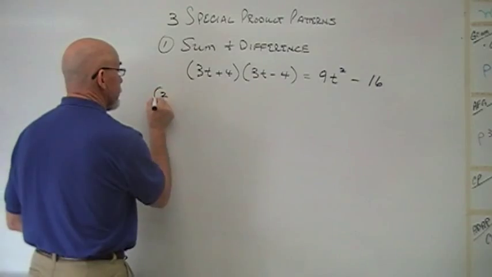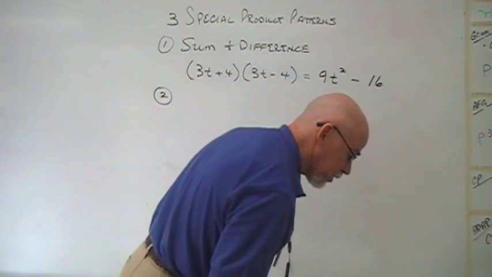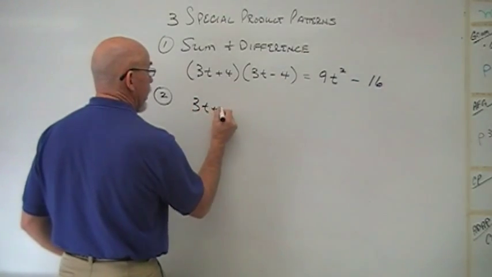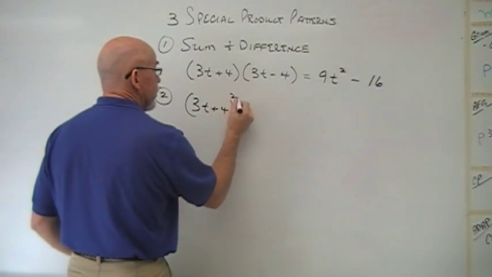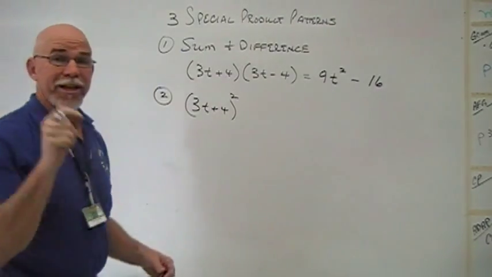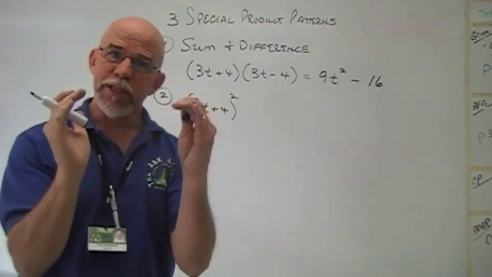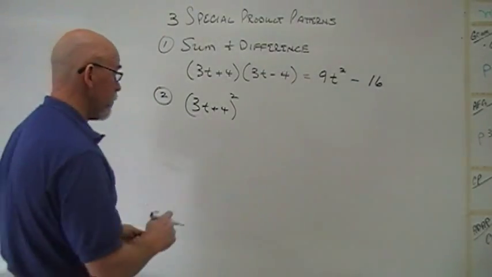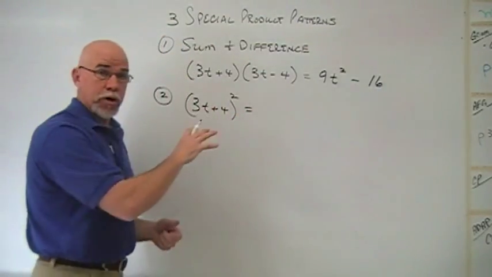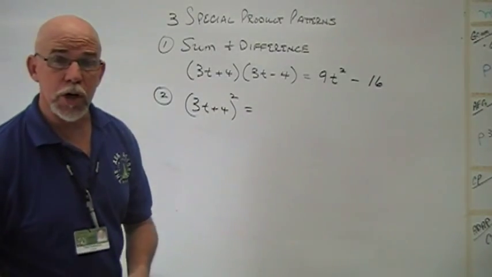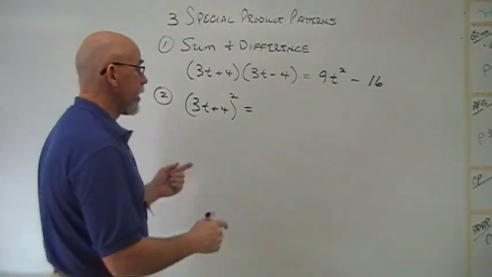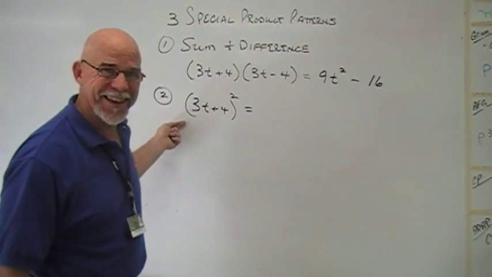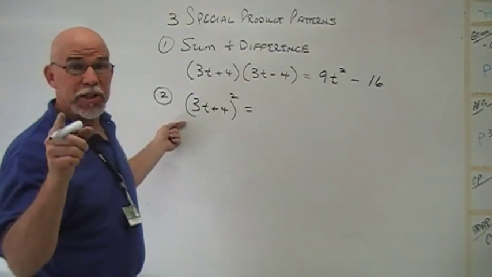The second pattern that I'm demonstrating for you today is called the square of a binomial. It's not like you have a sum and difference, they are exactly the same. You have 3t plus 4 times 3t plus 4. That's its square, times itself. Well, again, you can multiply those out the long way. But if you recognize the pattern and can memorize this, you're going to end up with a trinomial. And that trinomial is built this way.